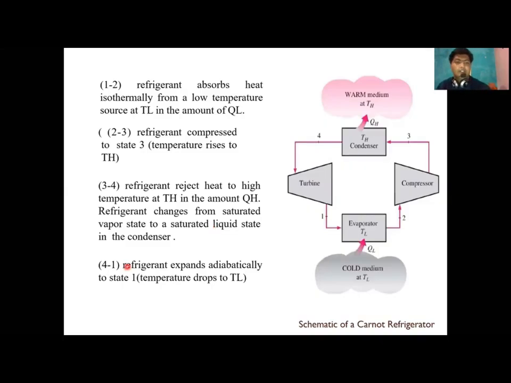4 to 1: the refrigerant expands adiabatically to state 1. Adiabatic means an isentropic process, in which entropy is constant, temperature decreases, and pressure also decreases because an expansion process occurs. Now this low temperature refrigerant is drawn into the evaporator, so the cycle continues from 1 to 2, 3, 4, and again 1.